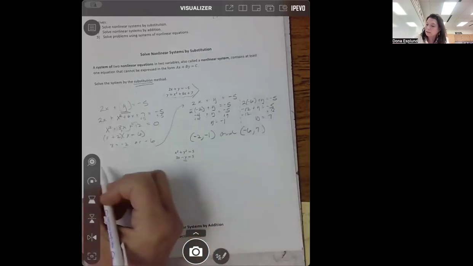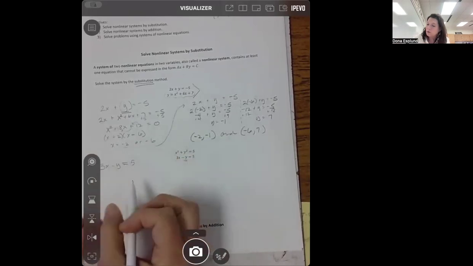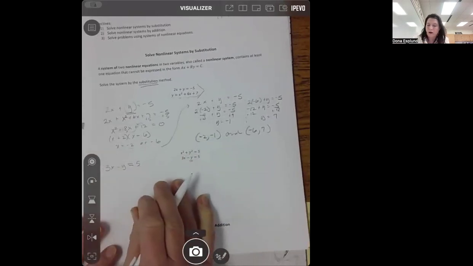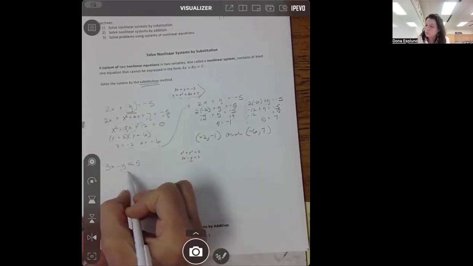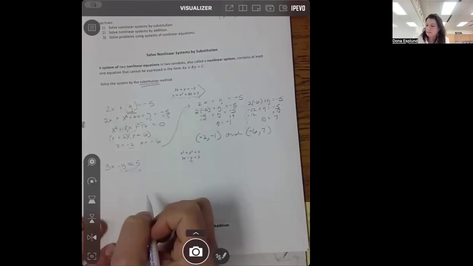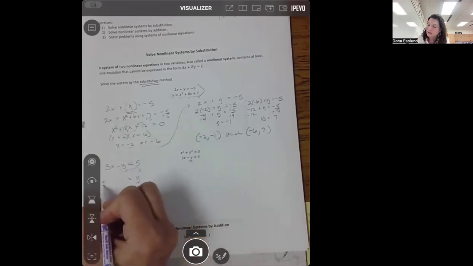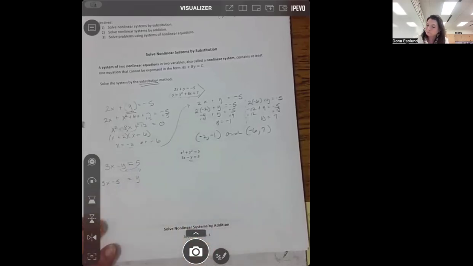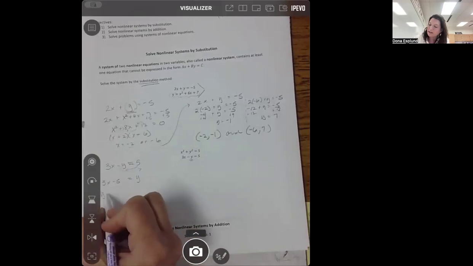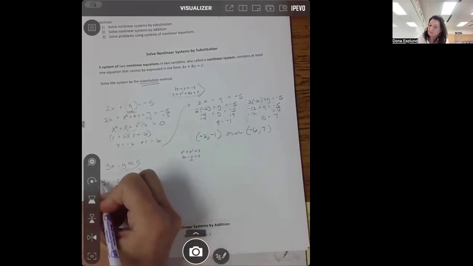So I want to manipulate this. I have 3x minus y is going to equal 5, and I want to solve this equation for y. So I'm going to move the y to the other side, and I'm also going to move my 5 to this side. So I'll keep it as y equals 3x minus 5, which is the same as y equals 3x minus 5. Both of those are saying the same thing.